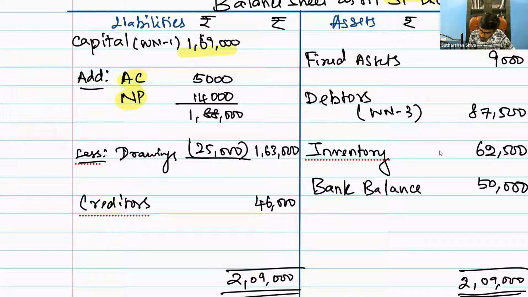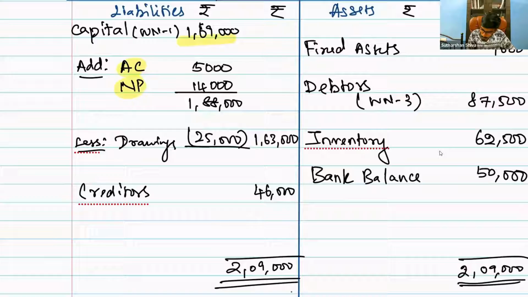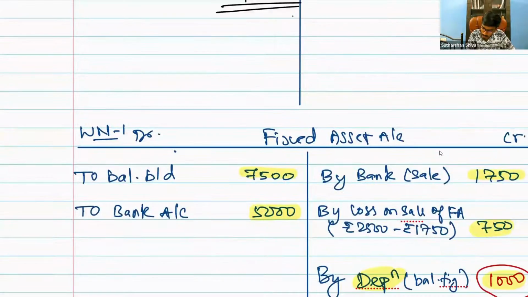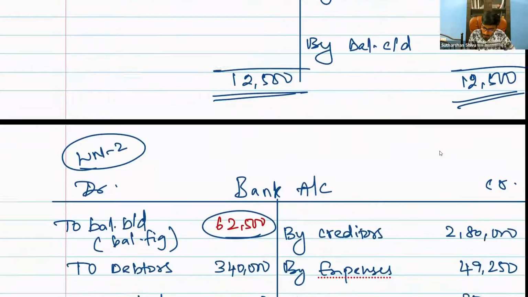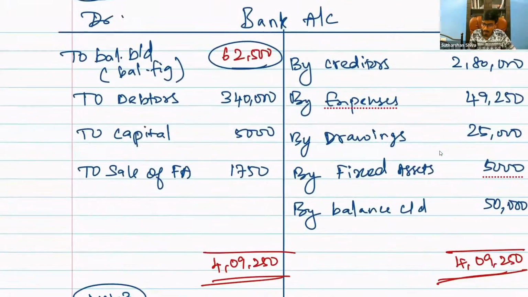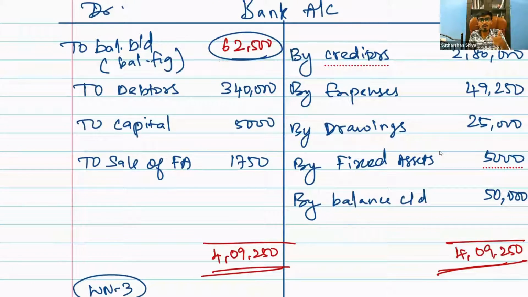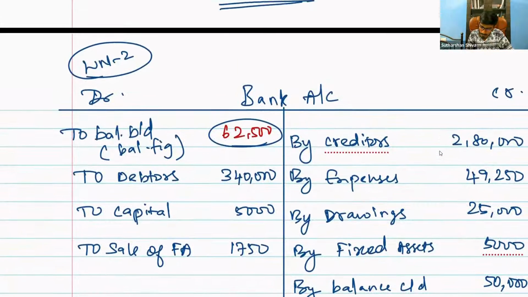Okay, so what I will do, I will go for my working note number 2. Working note number 2 will be on bank account. Why is it a bank account? We want an opening balance. So whatever I received through my bank, I will credit it. Whatever payment I made, I will credit it. Whatever I have received, I will debit it. The difference is going to be my opening balance of the bank.